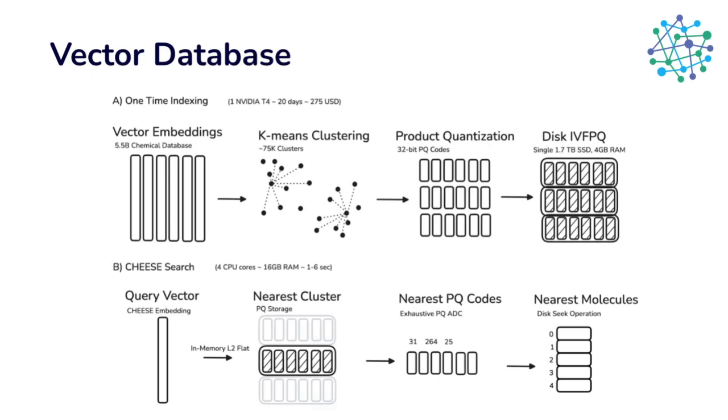Then during the search, we have an input molecule and translate it into a CHEESE embedding. We search the nearest cluster for this vector by searching for the nearest centroid of these PQ code clusters, and then we take all the PQ codes and perform an exhaustive asymmetric distance computation to obtain the nearest molecules.